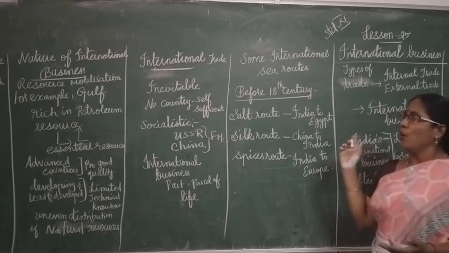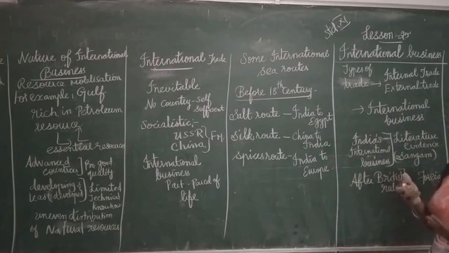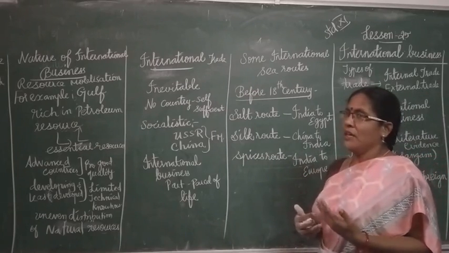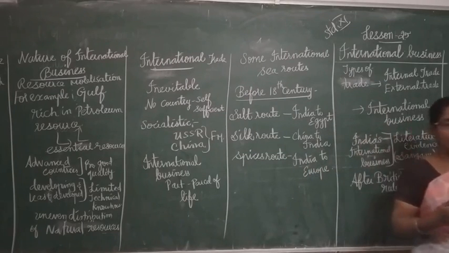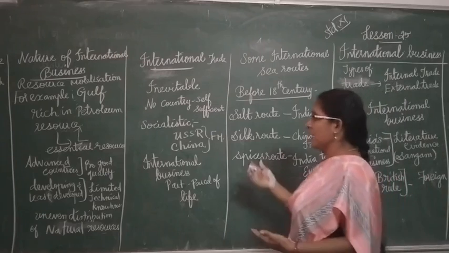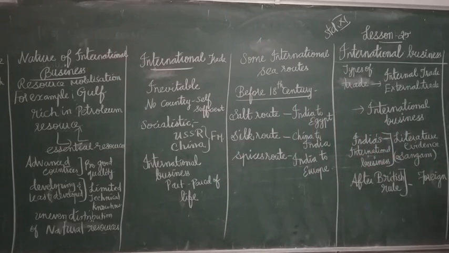Then, what is international trade? International trade is inevitable, isn't it? No country is self-sufficient. All countries want to get resources from other countries. Even socialistic countries like the USSR and China must rely on other countries. So let us see about international trade.